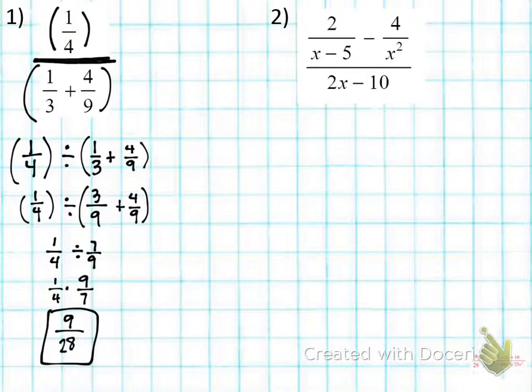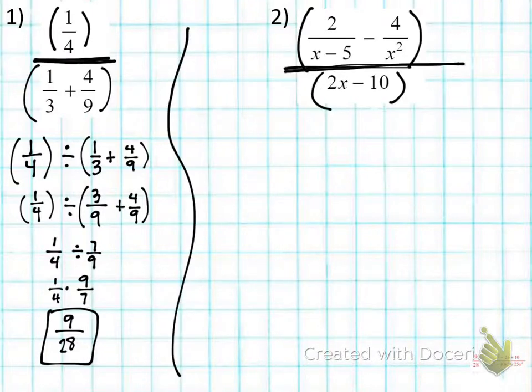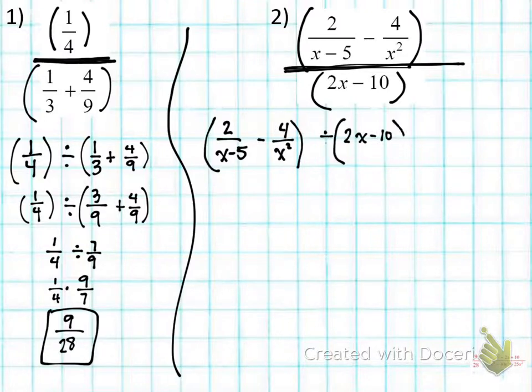So again, always making the whole numerator and whole denominator in its own parentheses, dividing, and then simplifying and multiplying by the reciprocal. Like number 2, we've got 2 over x minus 5. This one looks a little scary, but it's really like saying this whole numerator divided by this whole denominator. So I'm going to rewrite this as 2 over x minus 5 minus 4 over x squared, divided by 2x minus 10. So this is just like before. We need to simplify each numerator, or each parenthesis. This whole parenthesis is something we've done already, subtracting rational expressions.